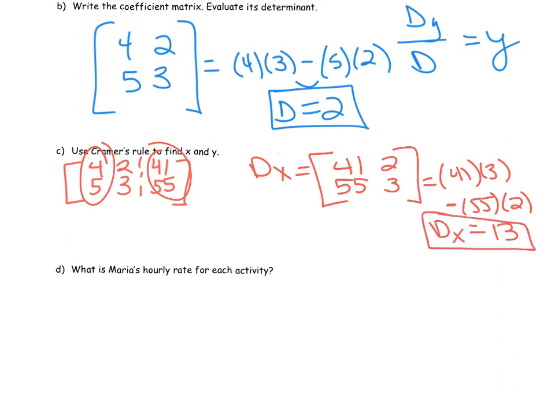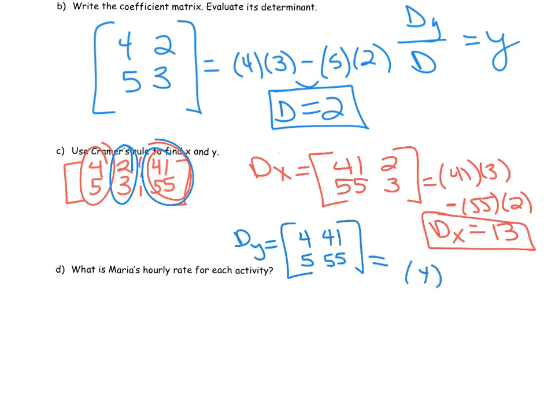All right, let's come up with dy. So dy, we're replacing the y column with what's on the right-hand side of the equal sign. We leave the x column, and we're going to find our determinant here. So we'll have 4 times 55 minus 41 times 5. And when I do that, I end up getting 15. So there's your determinant of y.